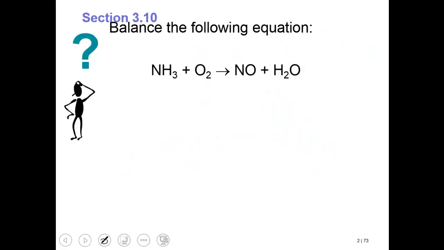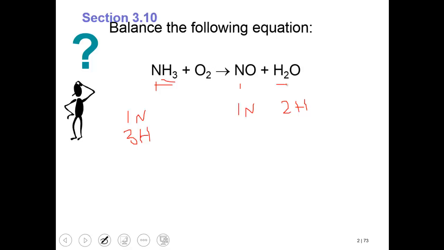So let's look at another example. This is the most complicated, so I'm going to start with this guy first. I have 1 nitrogen on this side, 1 nitrogen on this side. So I'm going to just say 1N, 1N. I have 3 hydrogens on this side. On this side, there are only 2 hydrogens. So the 3 and the 2, we can't just double one of them and get the other number. They both go into 6.